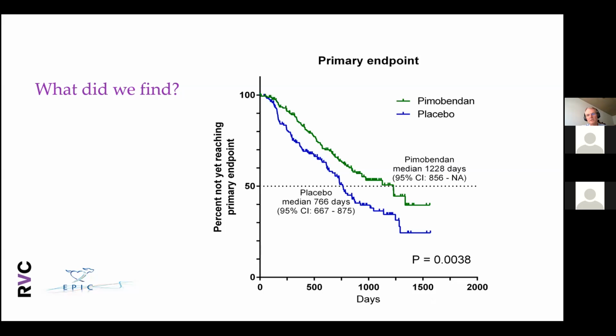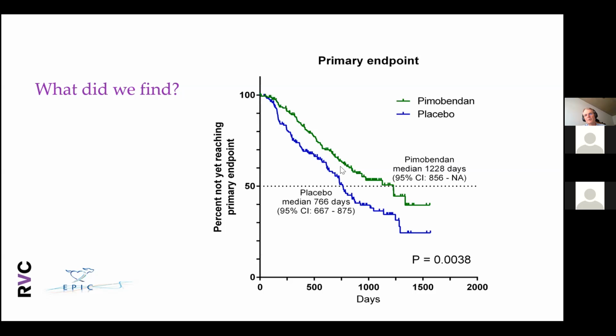What we have on the horizontal axis is days, and on the vertical axis, we have the percentage of dogs who have not yet met the endpoint that we're interested in. And we've got two lines, which are different colors. The blue line represents the proportion of dogs in the placebo group who haven't met the primary endpoint yet. And the green line represents the proportion of dogs in the pimobendan group.